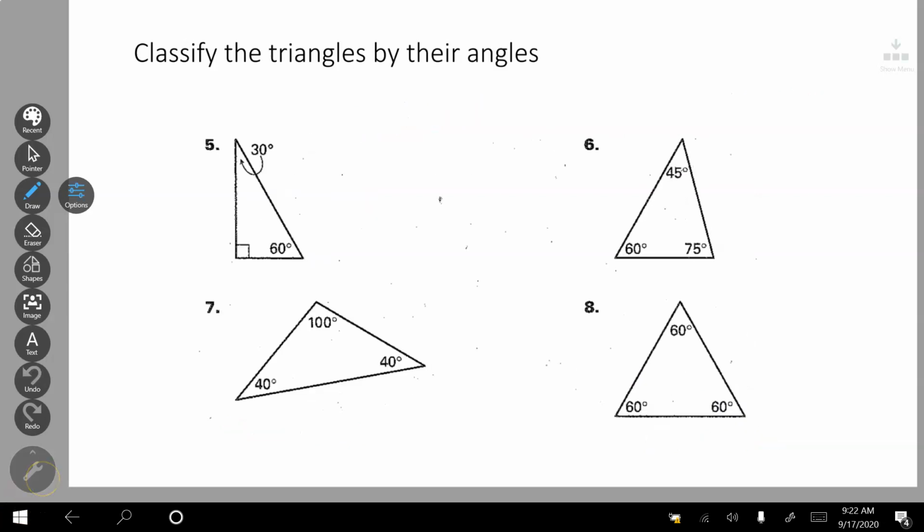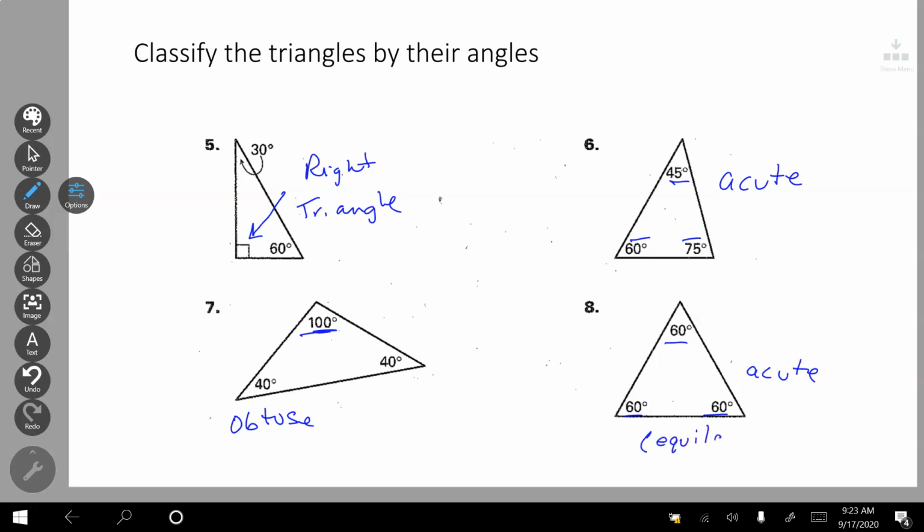Now we could classify by their angles. Well, I see this little square, so this is a right triangle. All three of these are less than 90. So this is an acute triangle. This one's bigger than 90. This is obtuse. And all three of these are less than 90, so this one is also acute. And if you notice they're all equal, it would be an equilateral. Because if all three angles are the same, then all three sides are the same.